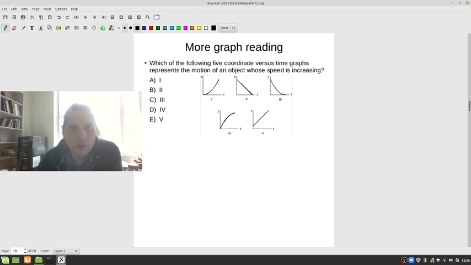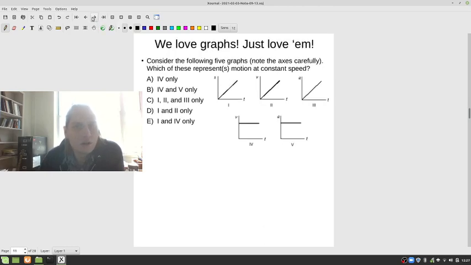Okay, so which one of the five coordinate versus time graphs represents the motion of an object whose speed is increasing? That would be this one. Okay, as I said, it is good to be able to read graphs. Let's do the same thing with this.